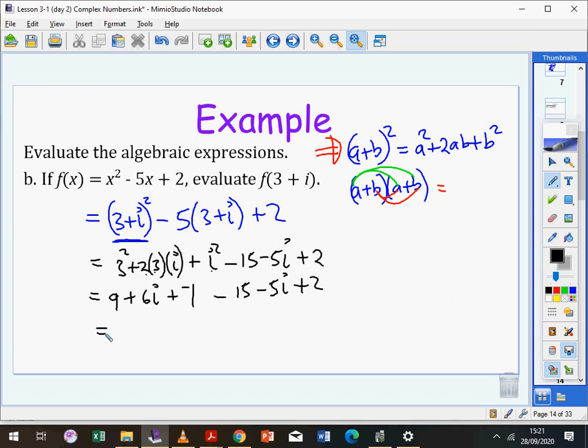I'm going to collect the like terms, the real terms of this equation, which are 9 minus 1 minus 15 plus 2, and the imaginary parts of this equation, which are 6i minus 5i. I'm just trying to put them apart. Then I end up with 9 minus 1 is 8, plus 2 is 10, minus 15 is negative 5, plus i.